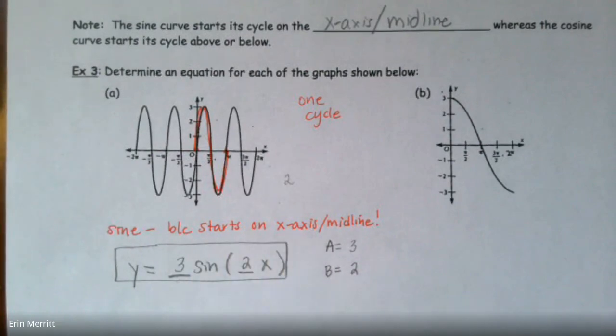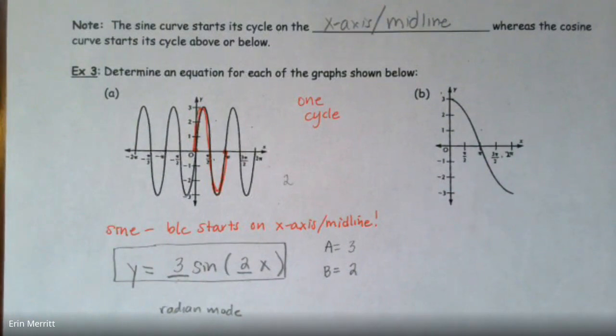Now, if you wanted to check it, you can type this into your calculator. As always, make sure you're in radian mode, and then you can take a look at it. Otherwise, we'll save B and example 4 for class 4 tomorrow. See you guys then.